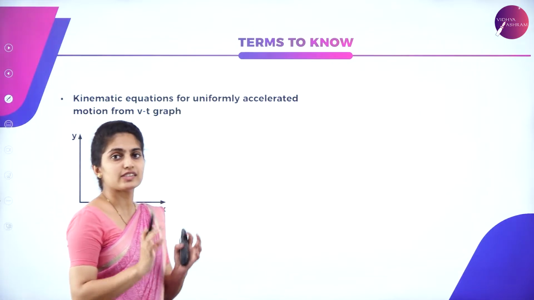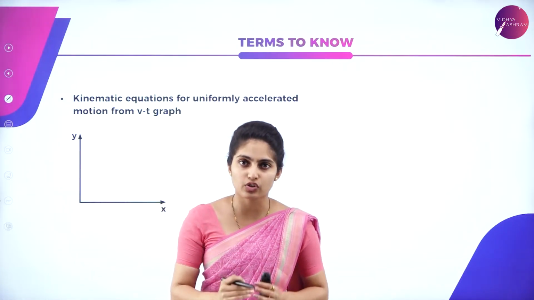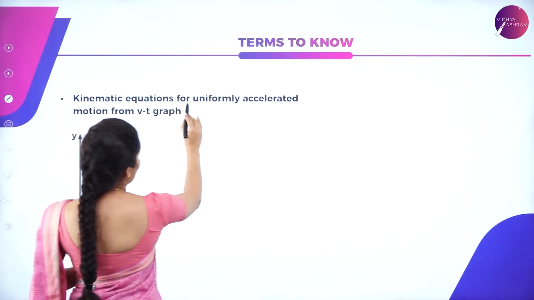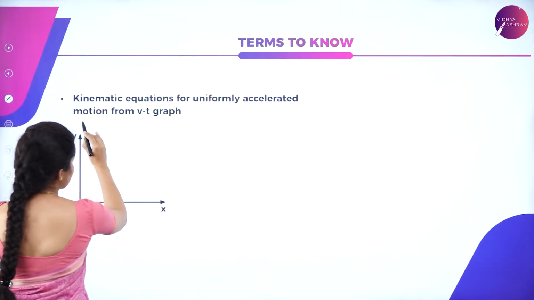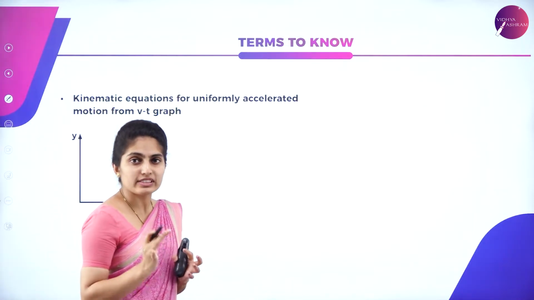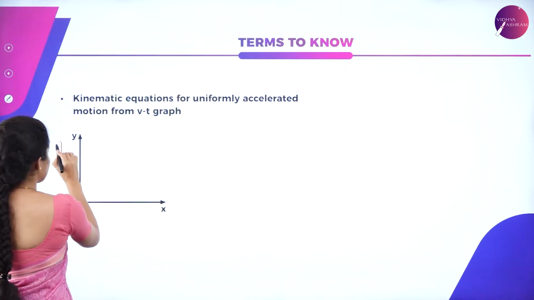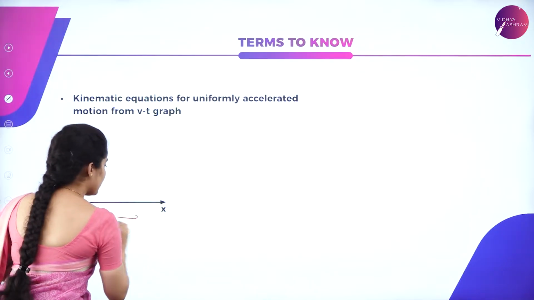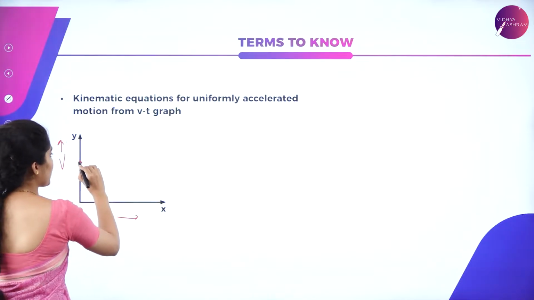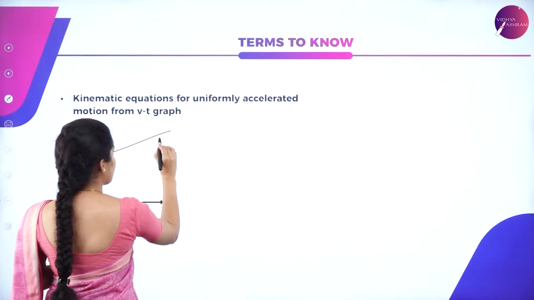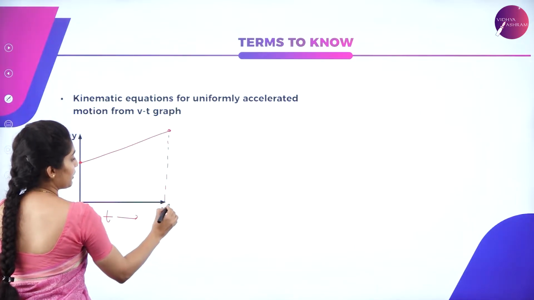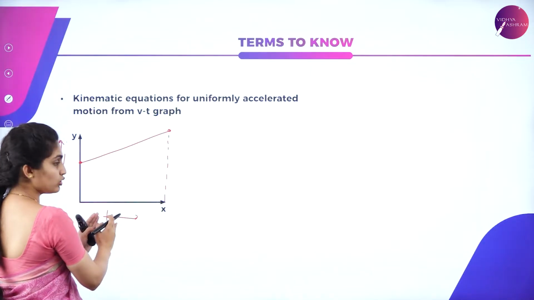Having this, let us derive the 3 equations of motion. Which are those 3 equations of motion? Kinematic equations for uniformly accelerated motion from the v-t graph. By this, we need to know certain terms. We have velocity on the y-axis, time on the x-axis, and there is a certain object which moves from 0th time to a certain interval. With that interval of time it moves, so it attains the final velocity here, and the time taken will be given in capital T.